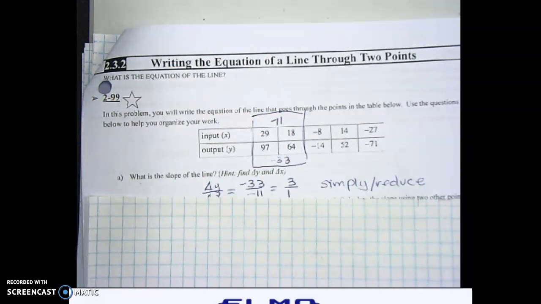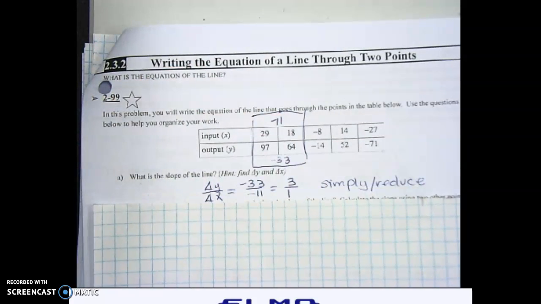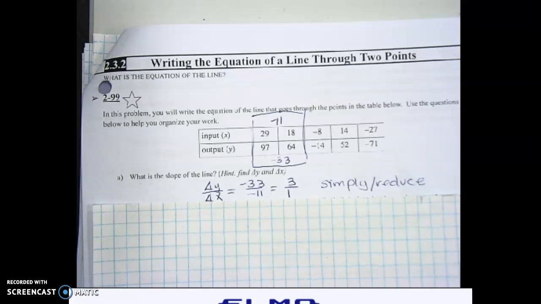So the first question, part A, says, what is the slope of the line? Hint, find delta y and find delta x. That's our slope ratio, right? Delta y over delta x. Delta is our Greek letter, just means what? Change, okay? How do we change from y to y, and how do we change from x to x, okay?